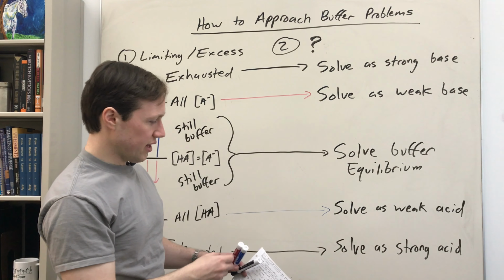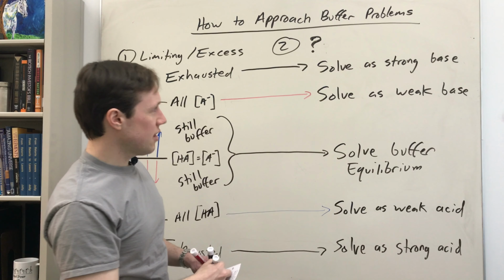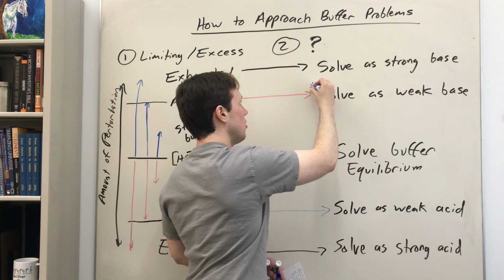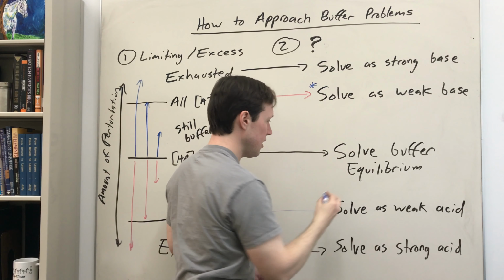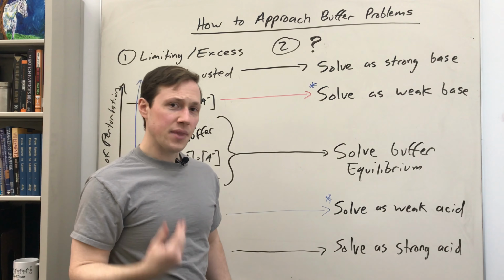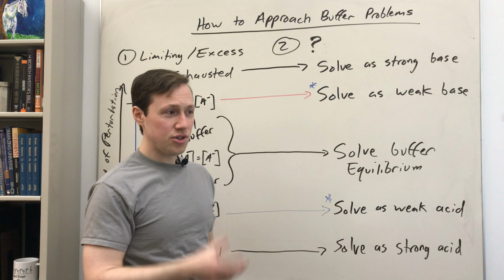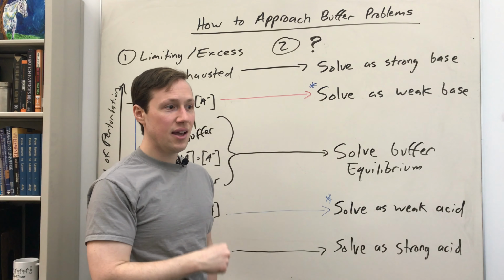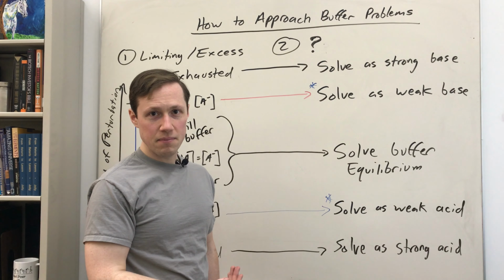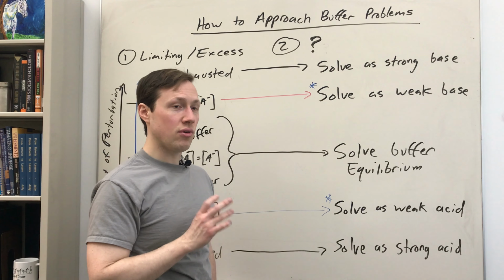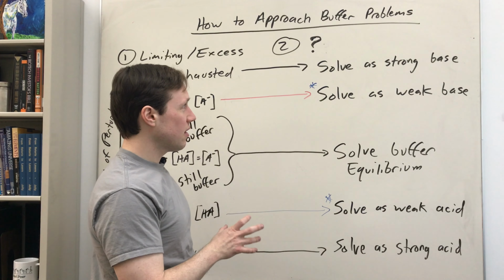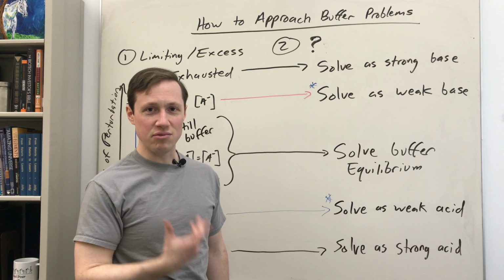The other thing I'll point out is that these cases, where you add exactly an equal amount, they're pretty rare. That is, you have to be working quite carefully to get this to happen. They could still show up on a test or a quiz, but I would say they're less likely to show up in real lab life.